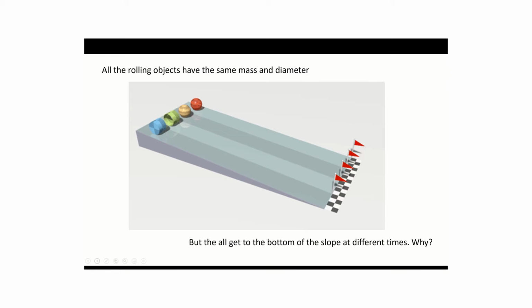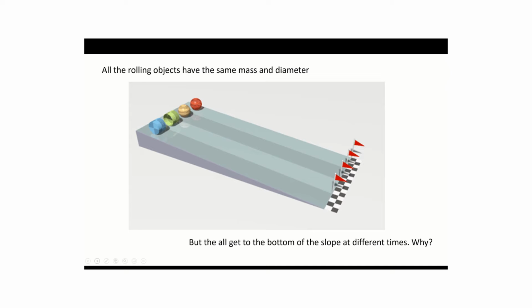So if we've got objects rolling down a ramp, now these objects, I know this is an animation, but this would actually happen in reality, have the same mass and the same diameter. But they all get to the bottom of the slope at different times. And a good question would be why? They all start with the same gravitational potential energy, and at the bottom it must have all been converted to kinetic energy. But why do they get there at different times?